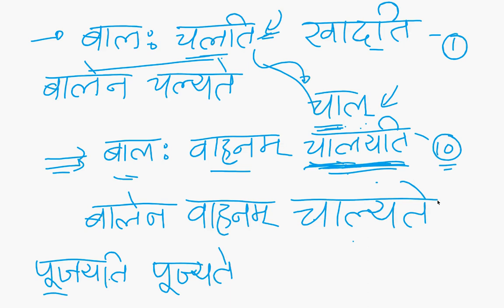So when you see this chalati or chalyate, you should know the difference. Sometimes it's confusing that they look or sound similar, but the meaning is different. Here we have chalyate, something is moving itself, but the other chalyate, in the preranarthaka form, a derived form, means something is being moved by somebody. Balena vahanam chalyate.